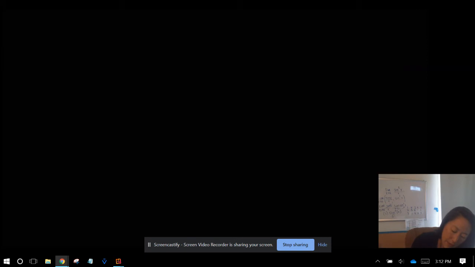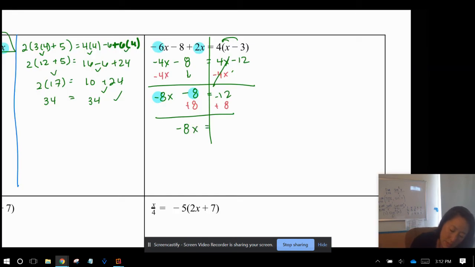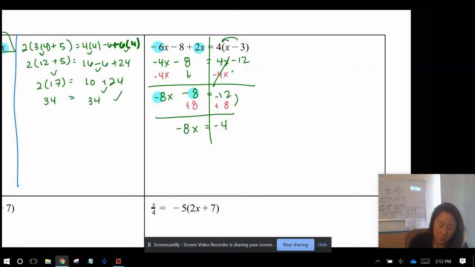I mean, negative 8x is equal to negative 4. So 12 minus negative 12 plus 8 is negative 4. Next, divide by negative 8. So x is equal to, I can divide out a 4 from the top and a 4 from the bottom, giving me 1 over 2. And a negative divided by a negative is a positive. So it's 0.5 or 1/2.